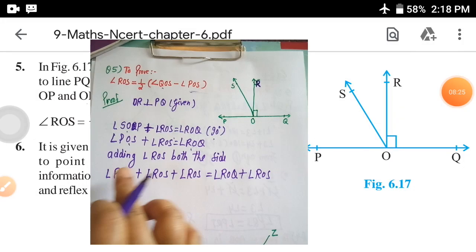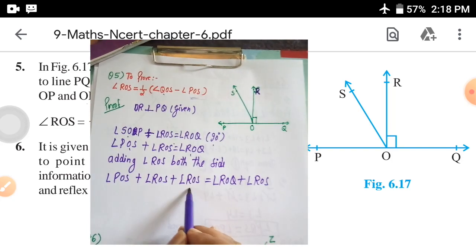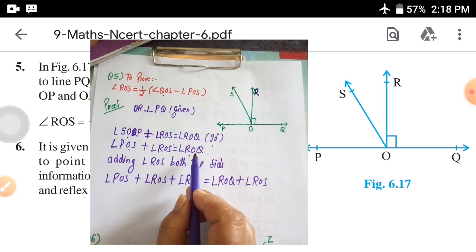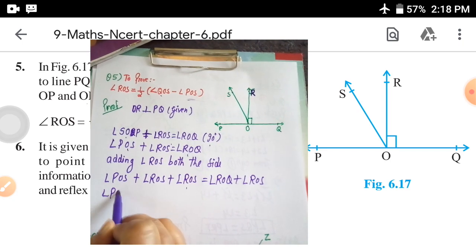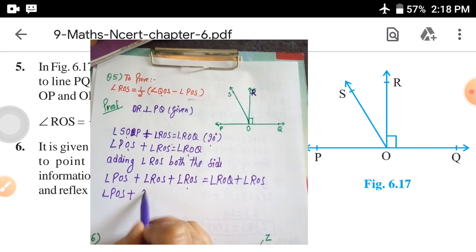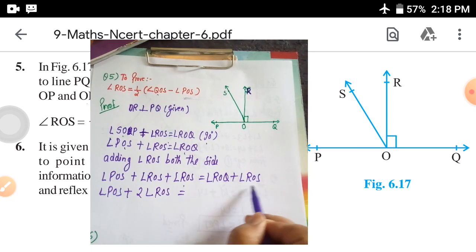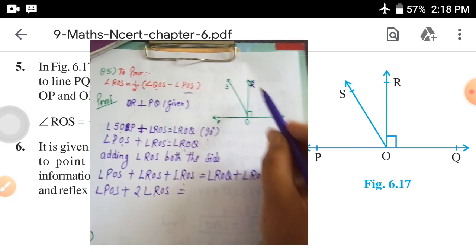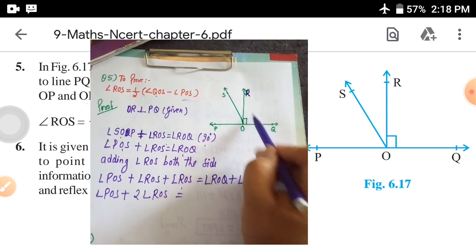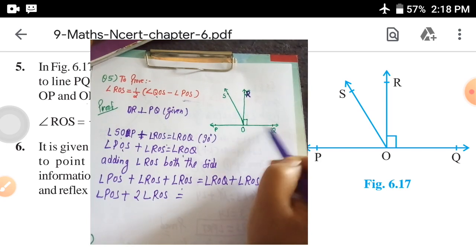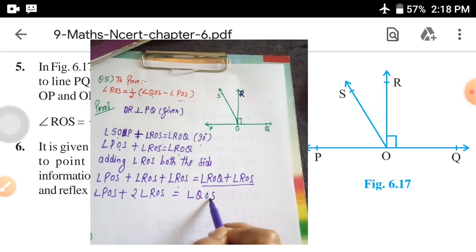I have written adding ROS on both sides, and you can see easily that on the left hand side I have added ROS, and on the right hand side also ROS is added. So you can see that this is POS, it's all right, but there are two ROS, so we can write twice angle ROS is equal to, if you see this clearly, ROQ and ROS in the figure. If we add these two angles together, we will find QOS. So in place of this we can write angle QOS.